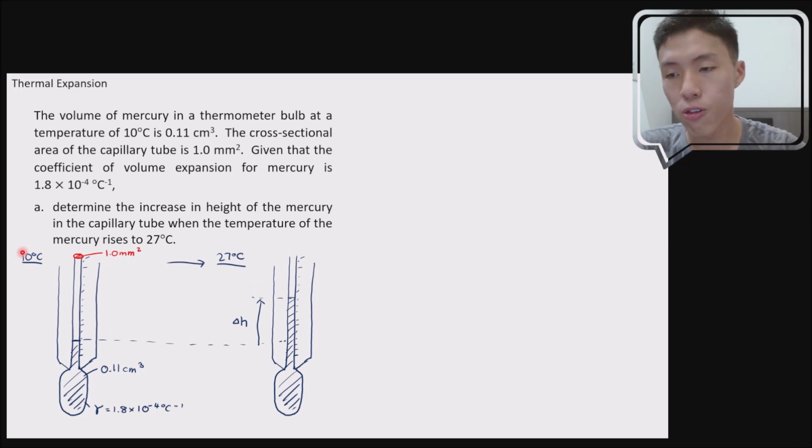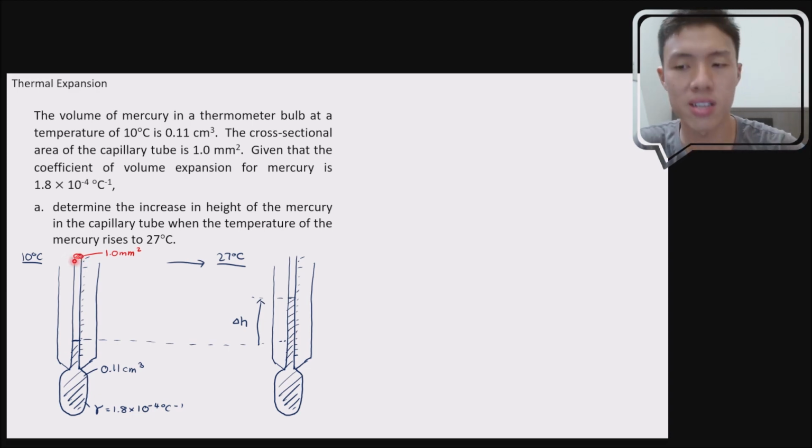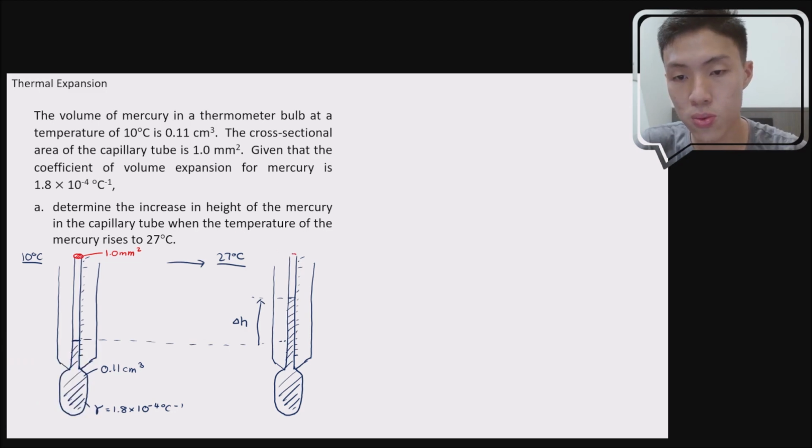For these two temperatures, the gamma will be the same. We usually just treat gamma as being constant throughout the change of temperature. The volume will change, but this 0.11 cm cube is the initial volume. We are going to assume that the cross-sectional area of this capillary tube remains constant. If the expansion caused the capillary tube to expand as well, that would make it a bit complicated. But for now, we assume this cross-sectional area remains the same. So let me label it on the new diagram as well, that the cross-sectional area will also be 1.00 millimeter square.